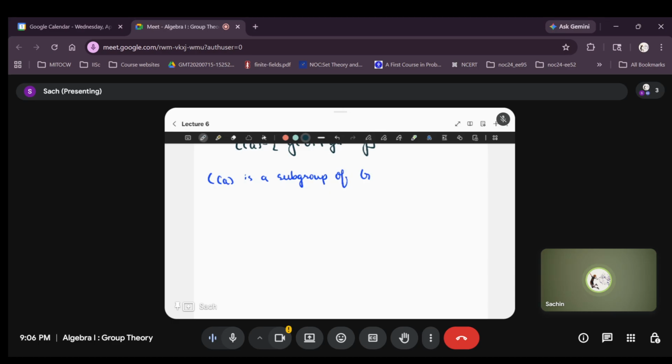So the center is a subset of the centralizer for every element A. I'm not sure if I said it the other way around the first time, but the center is a smaller set. It is the subset of C of A. Then from C of A you can find out Z of G, but you'll have to take the intersection. So the intersection of all C of A's would give you the center. Is that clear?